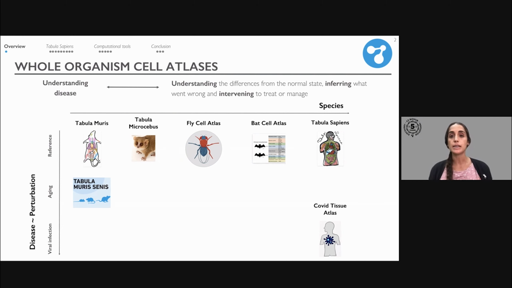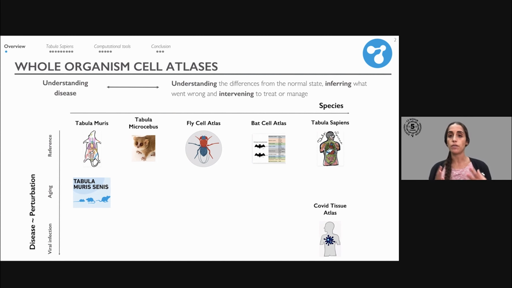And our first attempt, Tabula Muris, maps the cells of the mouse, because the mouse is the most commonly used model organism in biomedical research. But as I mentioned, we want to be able to use this reference atlas. So when we are putting together our toolkit of computational tools that will allow us to query the atlas, we need to be able to understand what changes given a perturbation.